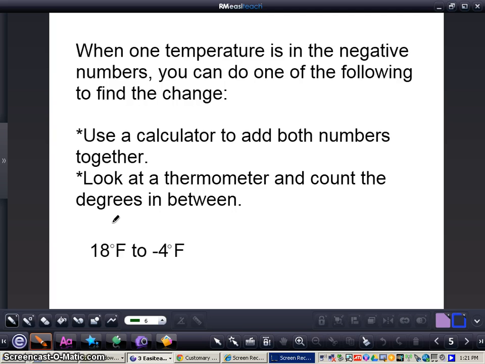Okay, so let's say, for example, I'm going from 18 degrees Fahrenheit to negative 4 degrees Fahrenheit. Now we can see 18 to, I'm sorry, to negative 4 degrees Fahrenheit. That's definitely a decrease. Okay, but we're not going to subtract 18 minus 4. That will only give us 14. So what we'll do, we'll add both numbers together. 18 degrees Fahrenheit to negative 4 degrees Fahrenheit equals 22 degrees. Okay, and that would actually be a decrease.